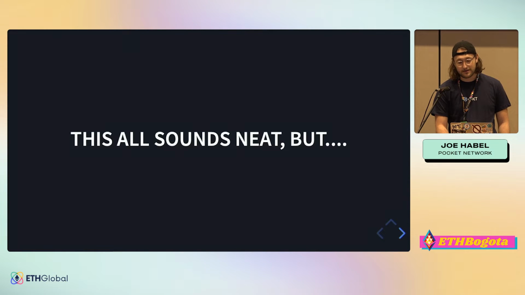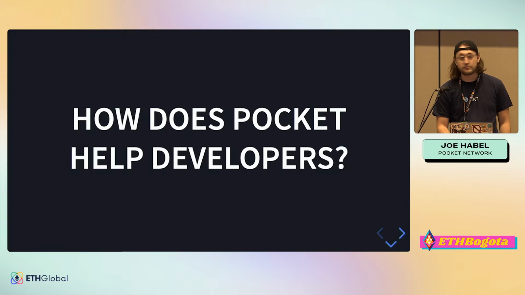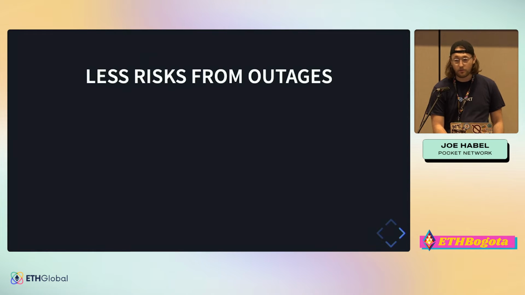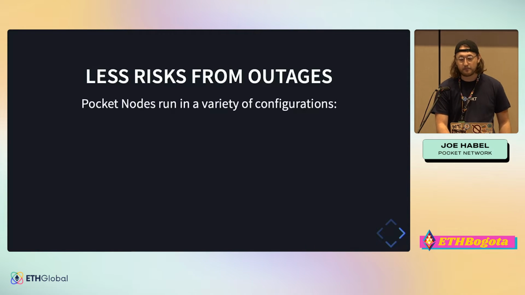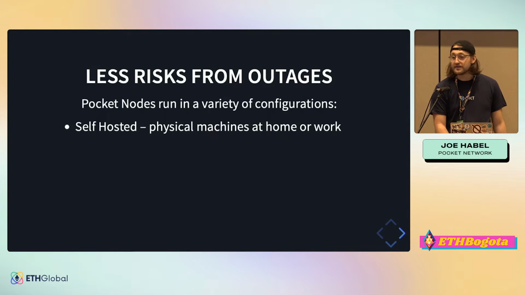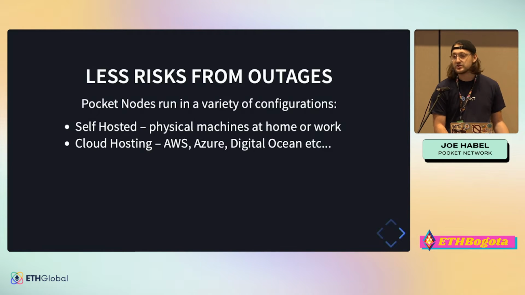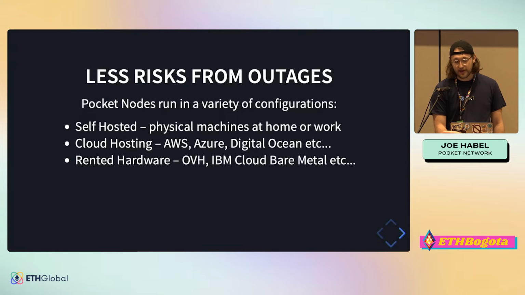It all sounds neat, but how does that help you as a developer? One thing is you have less risk from outages. Pocket nodes run in a pretty wide variety of configurations. We have people self-hosting their own hardware, running computers right out of their work or home office. Some people choose to host on cloud providers: AWS, Azure, DigitalOcean, all the works. There are services that offer rented hardware directly that our node runners use, like OVH, IBM Cloud, and bare metal. It's not really running in the cloud; they're renting that hardware directly.